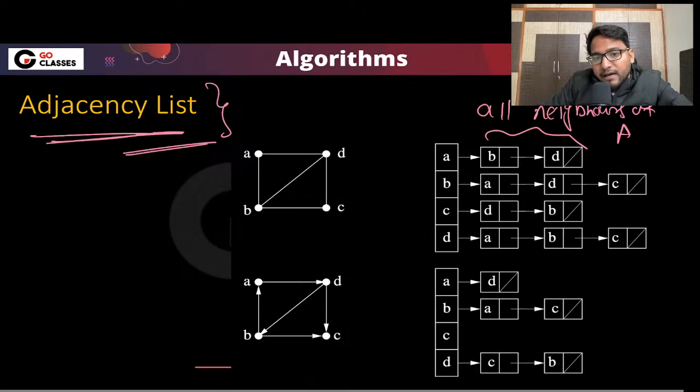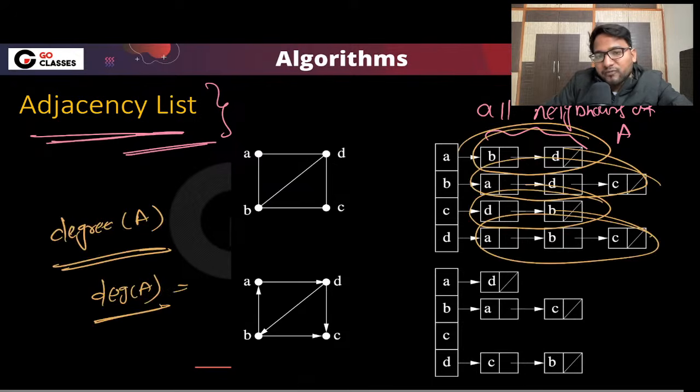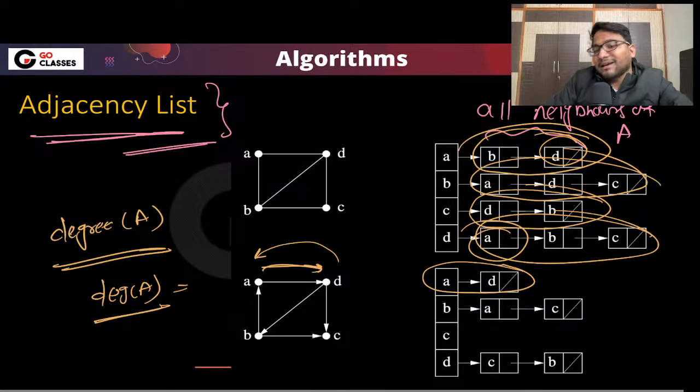But here, if you notice in the directed graph, what is happening? This is A to D, right? So this is just one edge. I mean, earlier also it was one edge, but it was contributing in A also, in D also. But here, this A to D will be there, but since there is no edge D to A, that's why D's neighbor is not A.